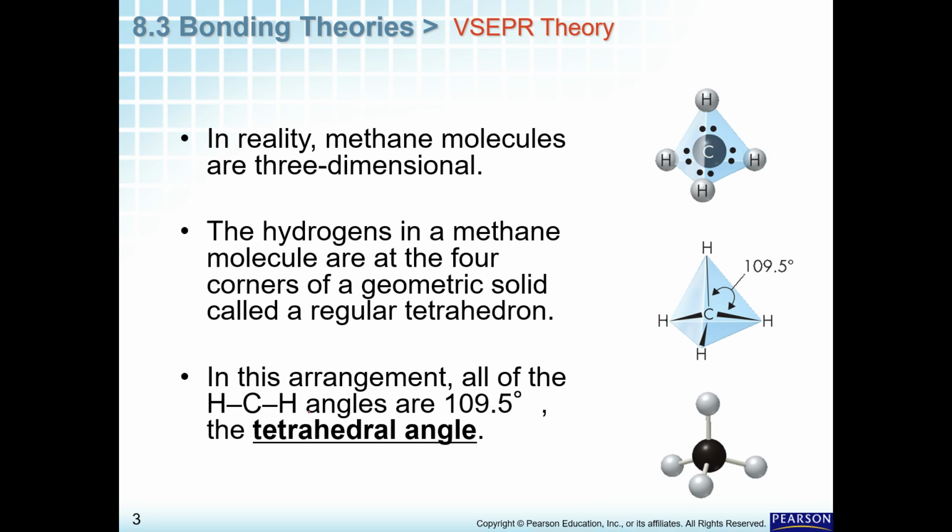When this occurs, the angles that are formed between hydrogen bonding to carbon are going to form an angle known as the tetrahedral angle, which is about 109.5 degrees. So if we look at the ball and stick model, it tends to look like this structure down here.